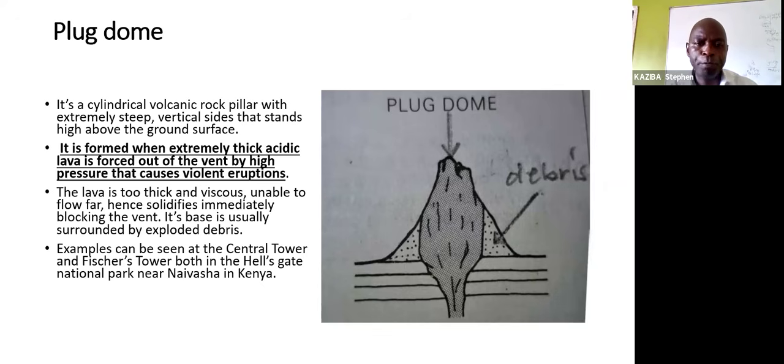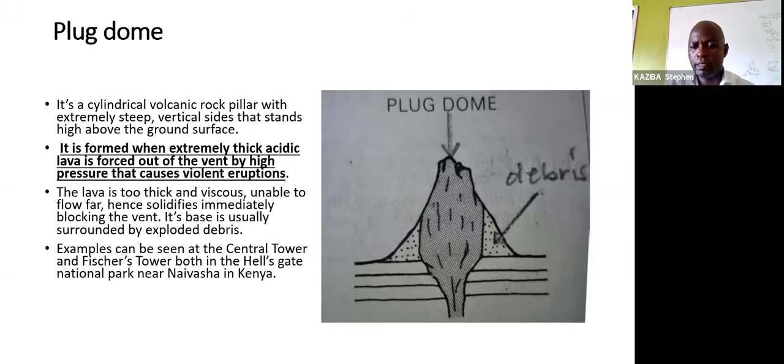So nature of eruption, violent eruption of extremely thick acidic lava through the vent. And when it gets out, it is unable to flow for a long distance. So it solidifies immediately and blocks the vent to form a steep-sided landform. Examples can be seen at Central Tower and Fisher's Tower, both in Hell's Gate National Park near Naivasha in Kenya.